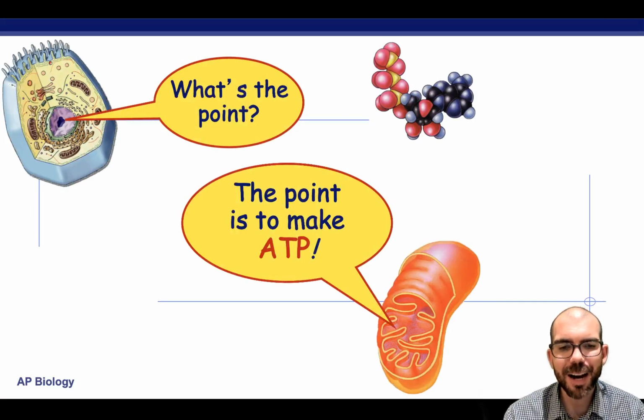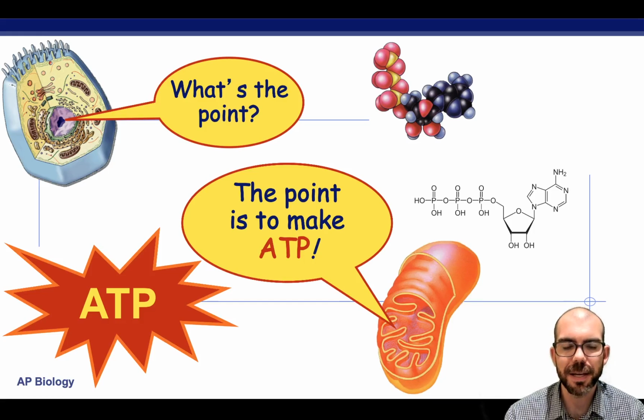A reminder that the entire point of cellular respiration is to make ATP. It's to make adenosine triphosphate to power the reactions in the cell. We're going to go through a lot of complex chemistry, but this is our end goal.